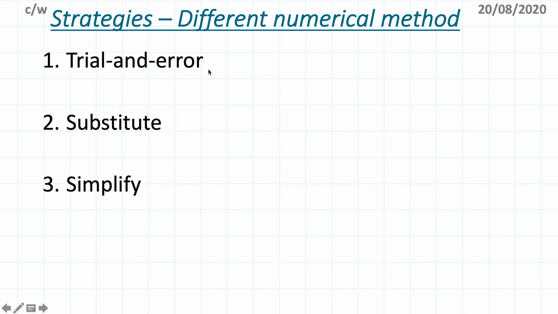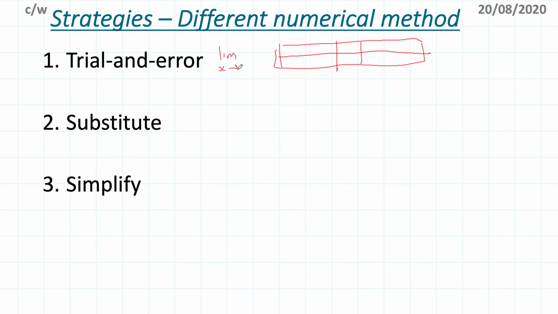Now, there are certain strategies to find limits, and this is using a numerical method. So you could do a trial and error by creating a table of values. So you can get your table of values here, and let's say you want the limit as x approaches 1. So you're going to put 1 here, and what you're going to do is come very close to 1 from both sides of the number line.